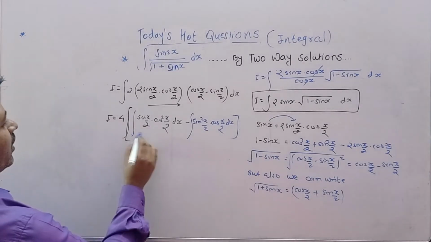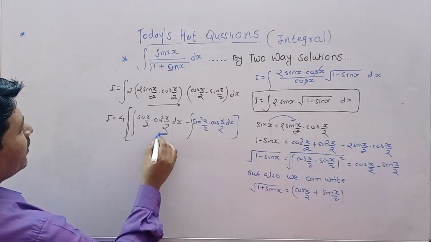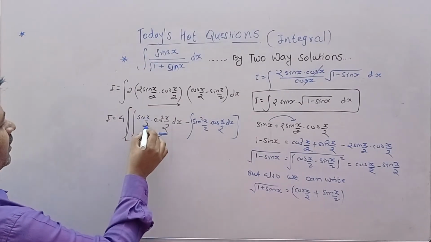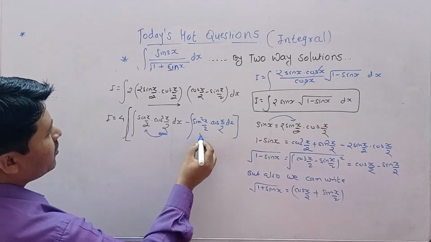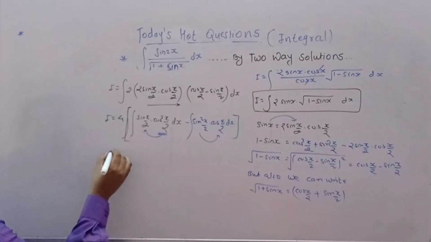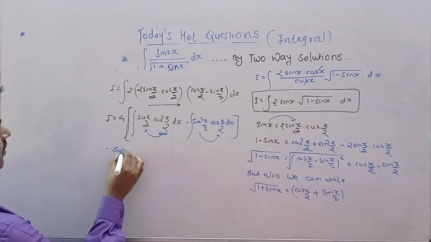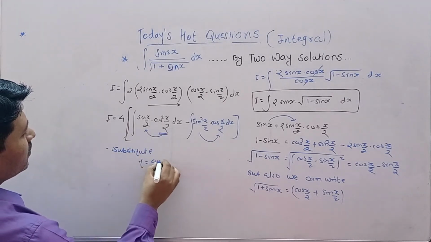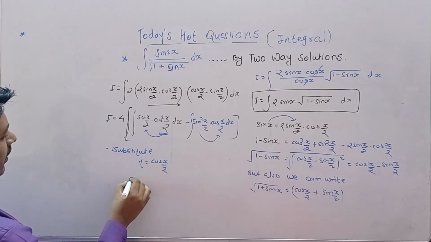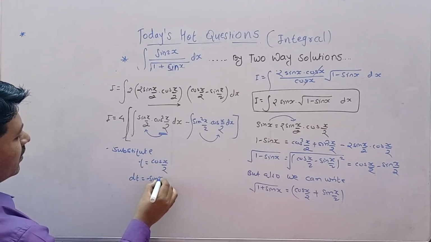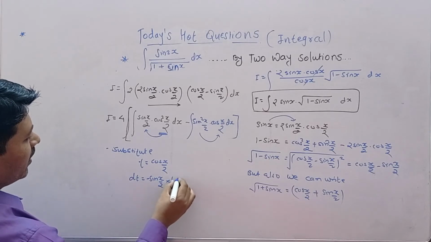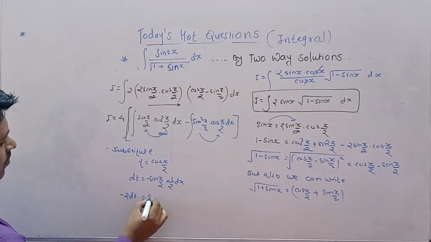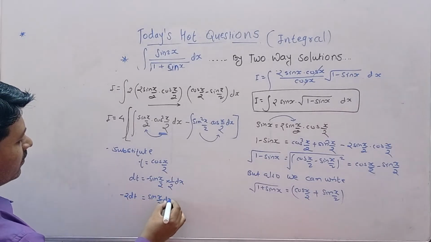Okay, therefore we can observe the derivative of cos(x/2) present in this term, that means sin(x/2), and the derivative of sin(x/2) present in this term. Therefore we can use the substitution method. Suppose t = cos(x/2), therefore we get dt = -sin(x/2) · (1/2) dx. Therefore this integration becomes -2 dt = sin(x/2) dx.